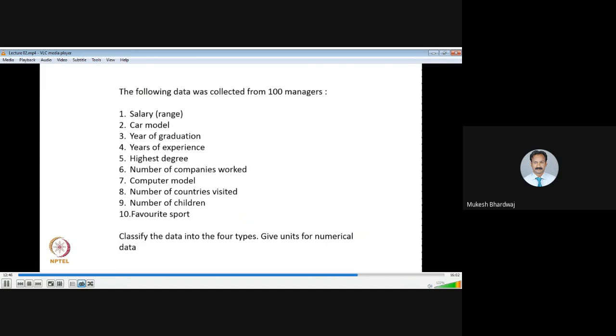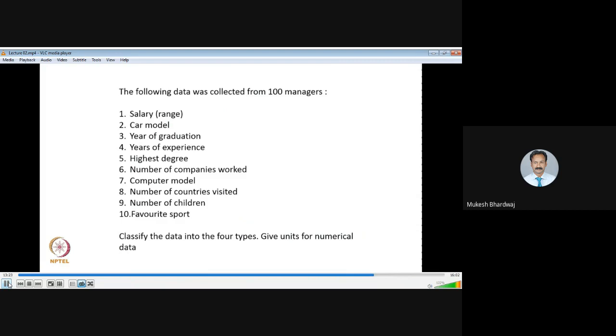So this is another example. This could be some kind of a classwork for you. The following data was collected from 100 managers: the salary, range of salary in the sense, say 10,000, 20,000, 20,000 to 50,000; car model that they have; the year of graduation; years of experience; highest degree; number of companies that they have worked; what kind of a computer they have, which brand; number of countries they have visited; if they are married; number of children that they have; and what is their favorite sport.